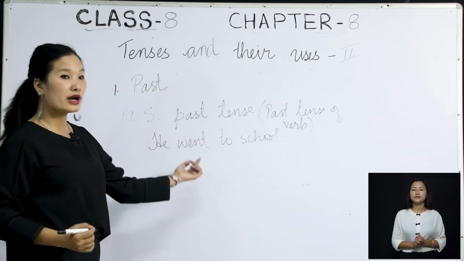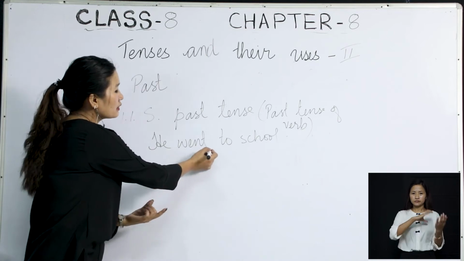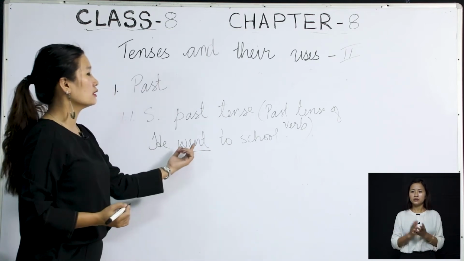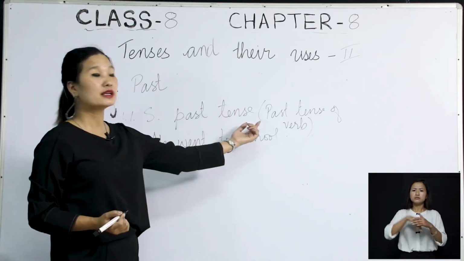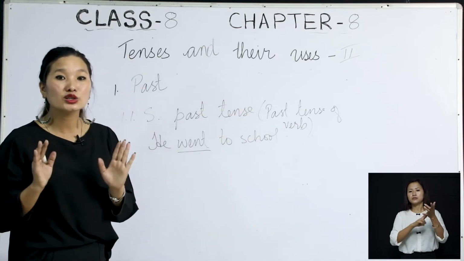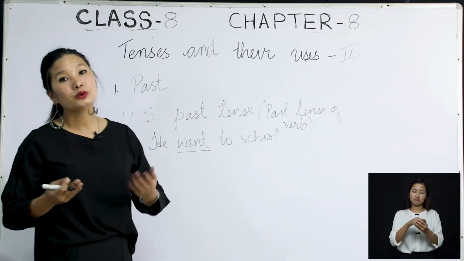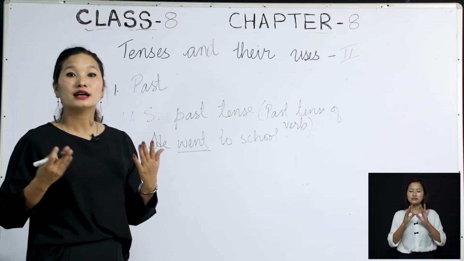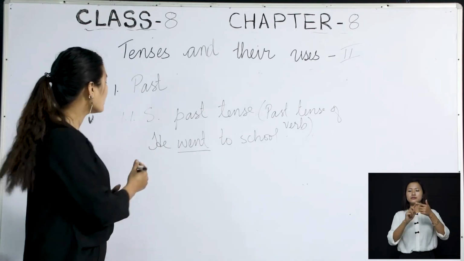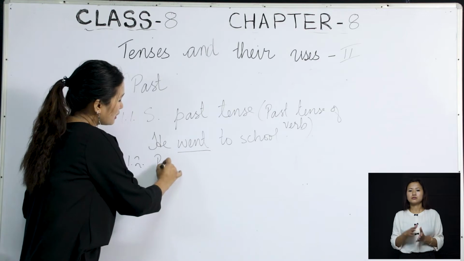So he went to school. We have changed the verb go into went because our formula says that we can use only the past tense of the verb, and there need not be any extra formulas to be added here. And so that makes a simple past tense as simple as that, okay? And the next point that we are going to be discussing is the past continuous tense.